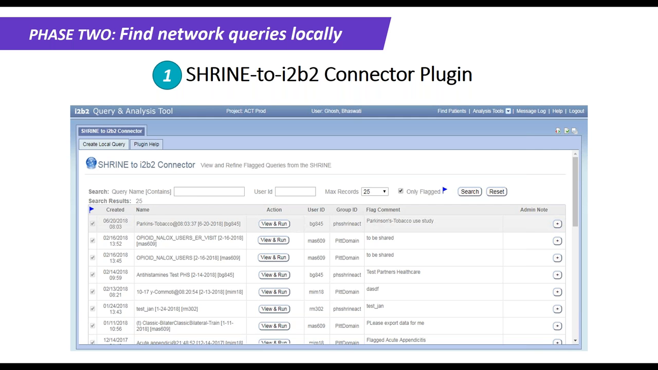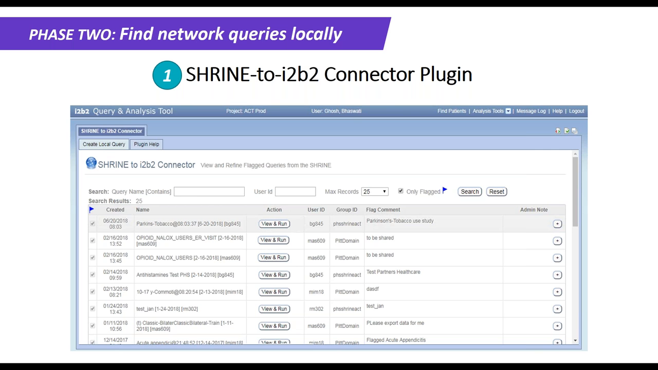If the domain name of the Shrine site was set up properly, you will be able to see that, yeah, BG845 ran a query from PH partners, and there goes the flag comment. If you're not sure whether you were looking for a flagged or unflagged query, go ahead. There is this checkbox. If you uncheck it and click search again, this will bring all the queries that were flagged or unflagged. If you know what query you are looking for, provide the name there, or if you know which user, you just put it there and search. It will help you pinpoint the query.